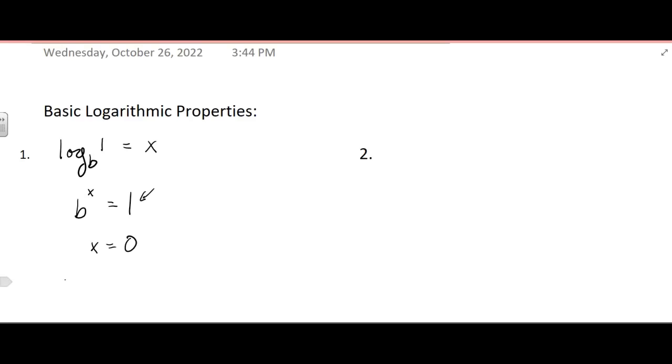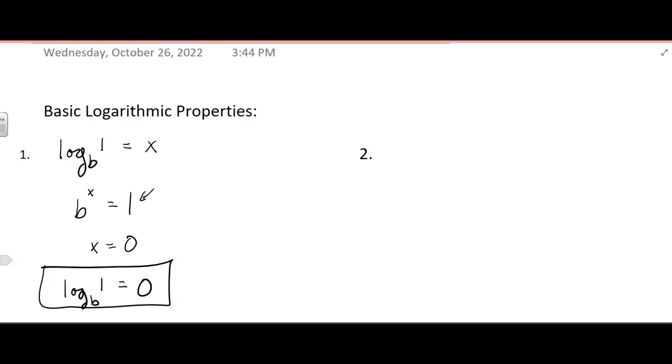So here's the property. Log base b of 1. You can put parentheses around it if you want. I like the parentheses, but I won't this time. But that equals 0. So when the argument is 1, the logarithm equals 0. Okay, that's the first property. So you might want to make a chart of your properties.